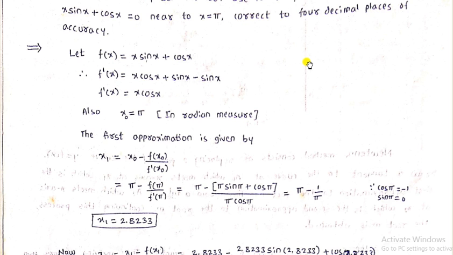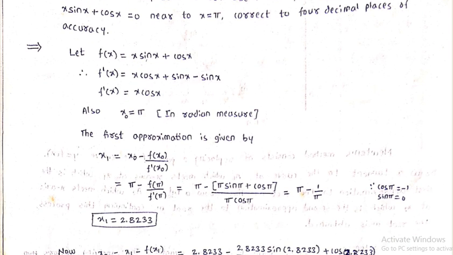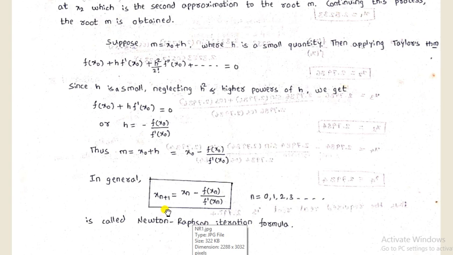You have to remember that trigonometric functions are calculated in radian mode in the Newton-Raphson method and in the regula falsi method. Now the first approximation x1 is given by this formula. While calculating the first approximation, in this formula substitute n is equal to 0. So we get x1 is equal to x naught minus f of x naught divided by f dash of x naught.